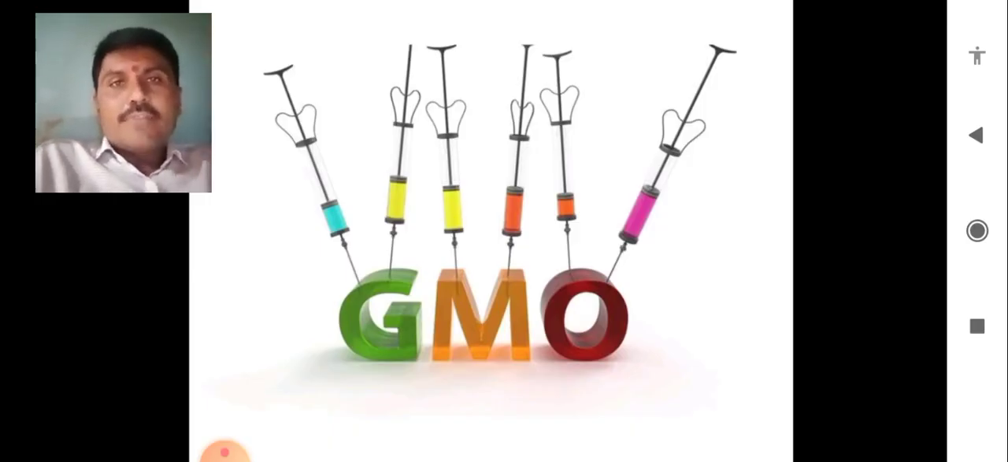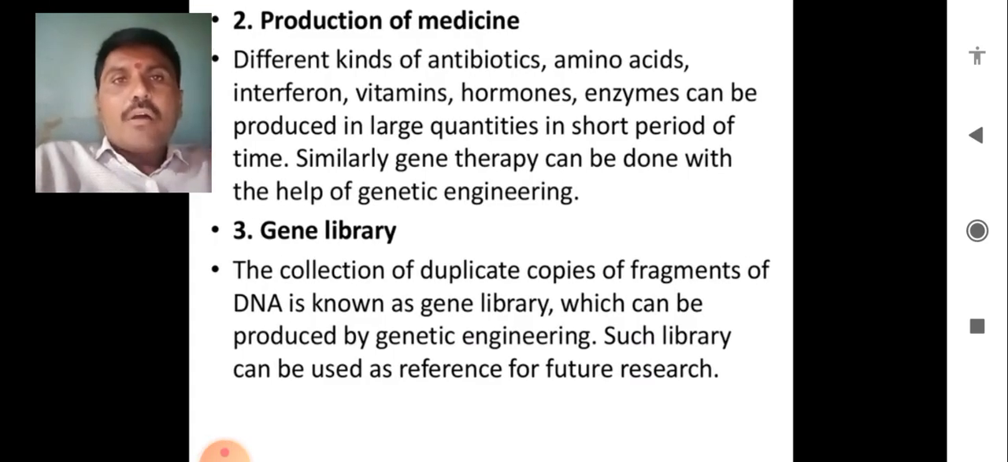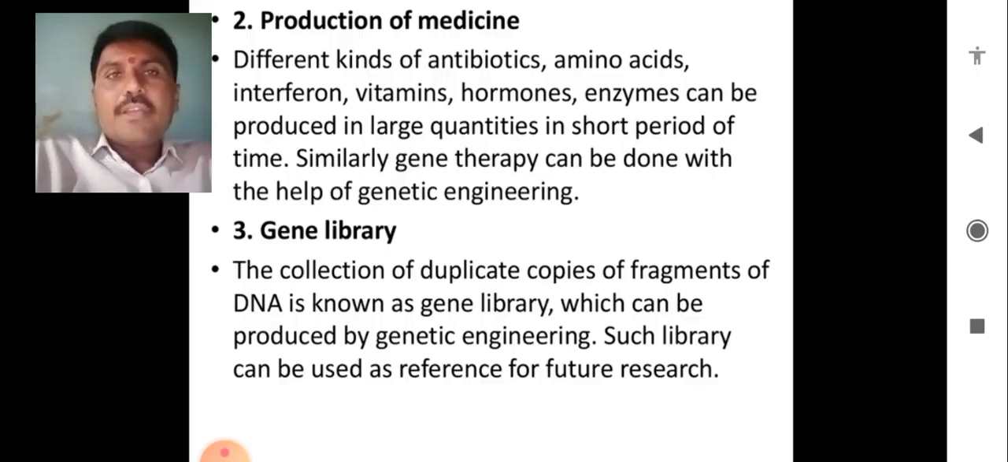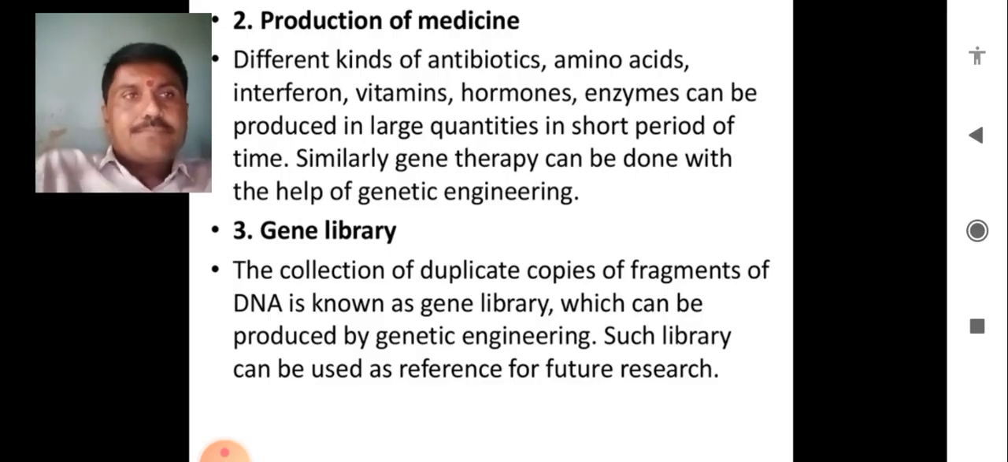Well, now we are going to have a look at the animals, or how this is also used in medicines. It is also used in the gene library and different fields. Okay, look at the medicines. Different kinds of antibiotics, amino acids, interferon, vitamins, hormones, enzymes can be produced in large quantity in a short period of time, whereas gene therapy can be done with the help of genetic engineering.